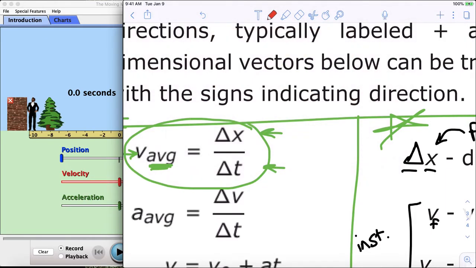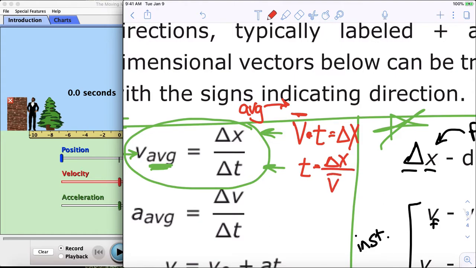If I multiply both sides by change in t, my average velocity, which a bar above the variable means average as well, times the time it took to go that average velocity, is how far I go. And I could solve for change in time as well. If I divide by velocity, I get t equals how far I go divided by my average velocity. So I can rearrange that however way I want. All three of these are the same equation. 1, 2, 3, they're all the same equation, just the same relationship in different orientations.